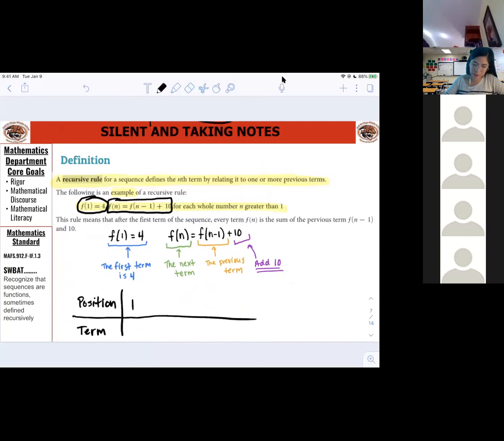So again, what was my first term? 4. To get my second term, I look back at the first term and I add 10. So my next term is 14. And just like that, term number 3 is 24, term 4 is 34, 5 would be 44, and so on. So try and connect the dots. Look at how that equation is telling you what to do. Do I have any questions on how to read that equation?